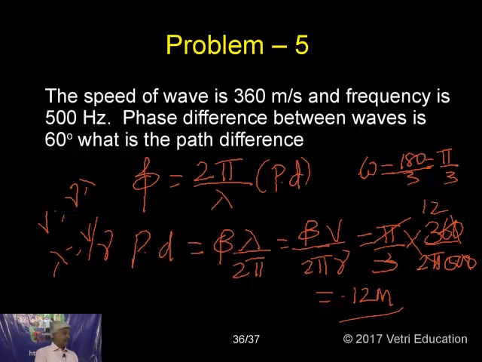So what are the concepts involved here? We discussed waves for the first 2 days. The first concept is the relation between path difference and phase difference. The second concept is v is equal to nu lambda, from which wavelength should be calculated. The third concept is that we have to convert the degree into radian. Then only it is possible to find the answer.